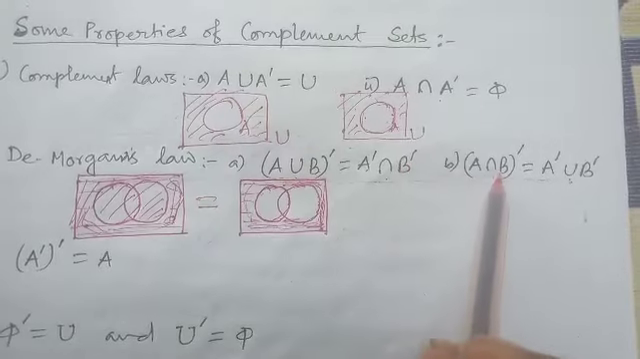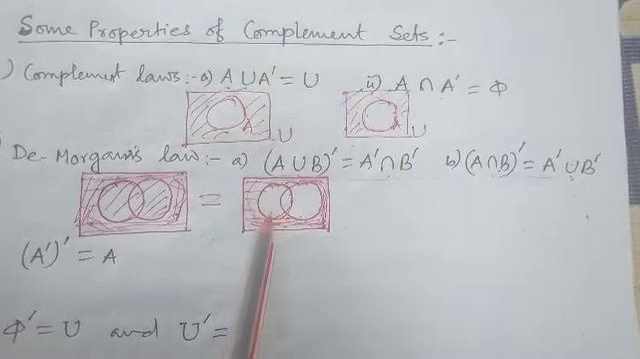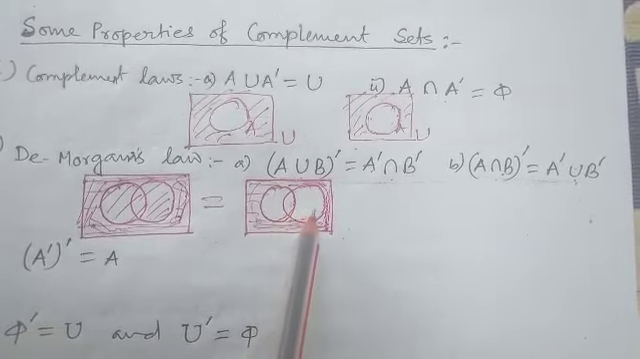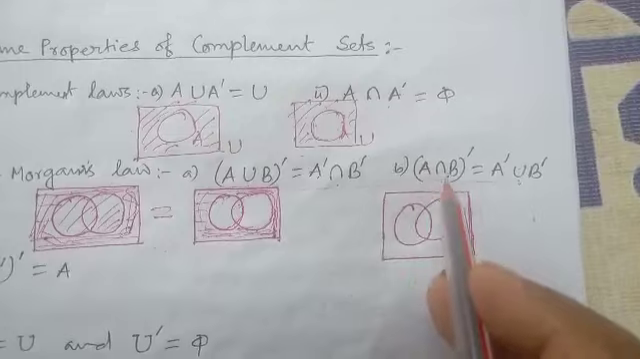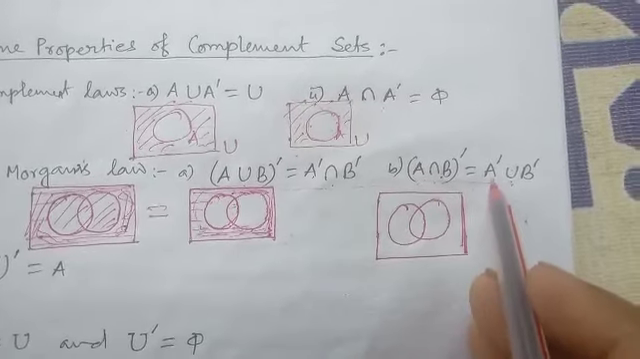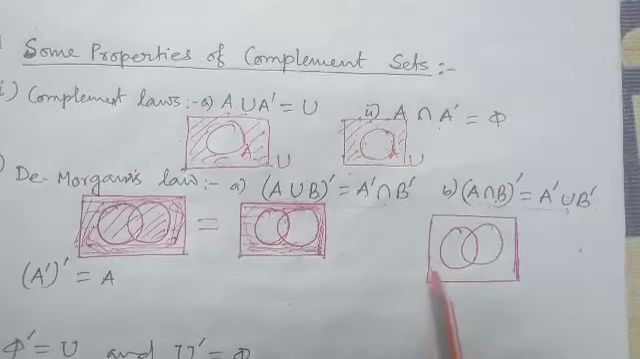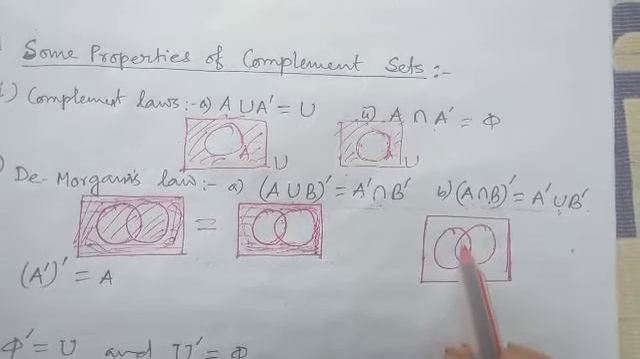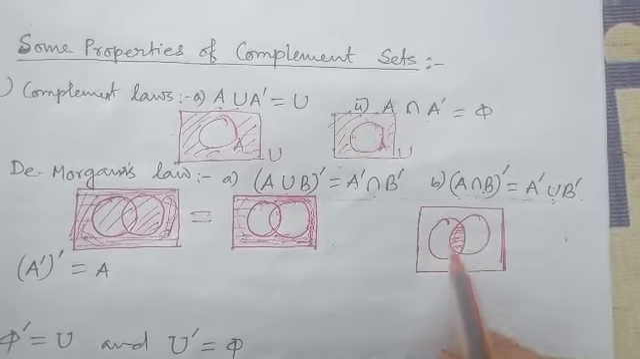Next one, A intersection B whole complement equals A complement union B complement. A intersection B, that means this portion. This portion is your A intersection B, and its complement means this total white portion.